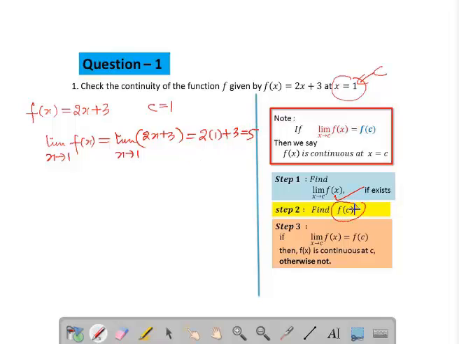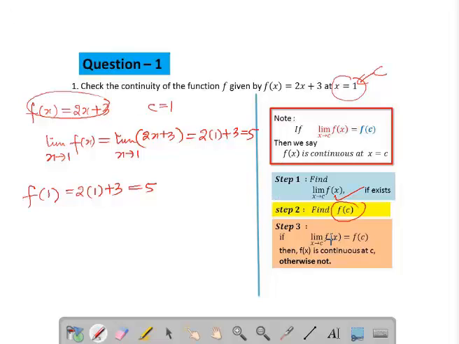Now step 2, we're going to find f of c, meaning the value of the function at c. So the c value is 1. So f of 1 is equal to 2 into 1 plus 3. Now we're going to stick to the function, right? This is our function, and in the place of x we're going to write the c value, which is 1. So it becomes 2 into 1 plus 3 equals 5.